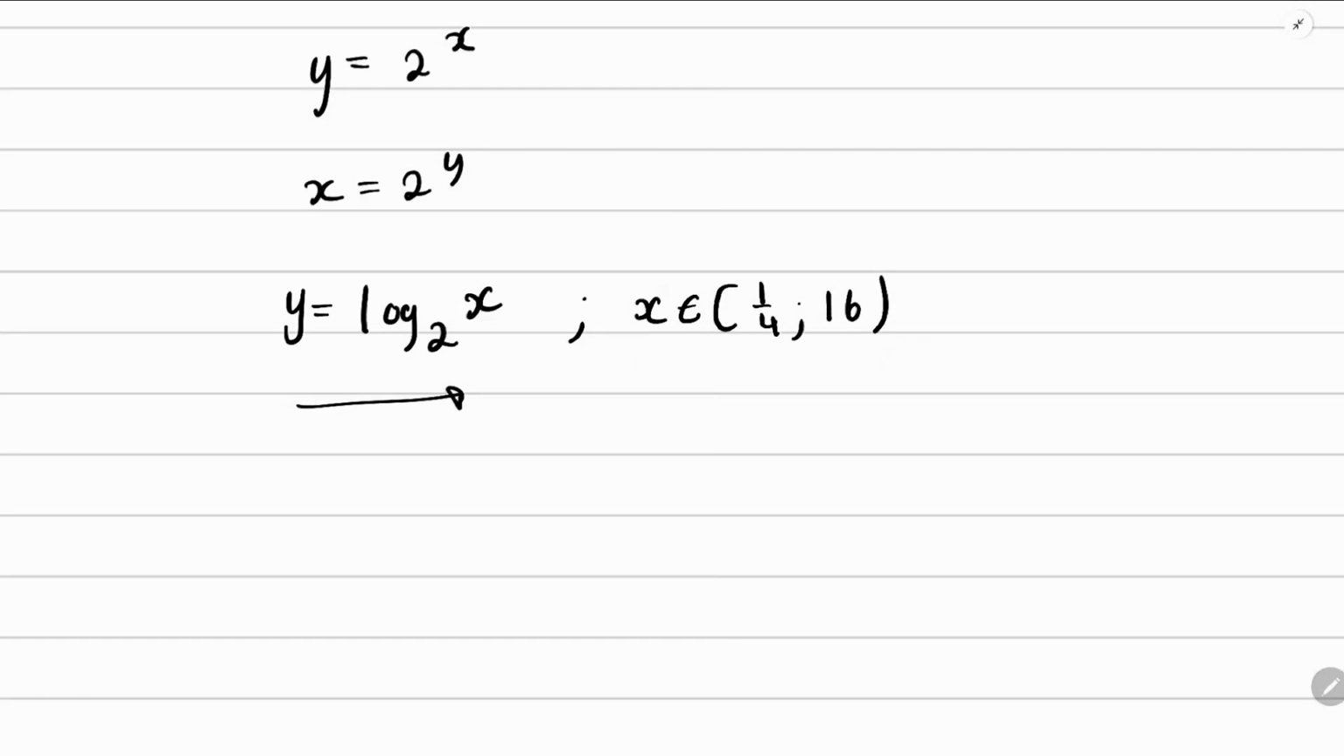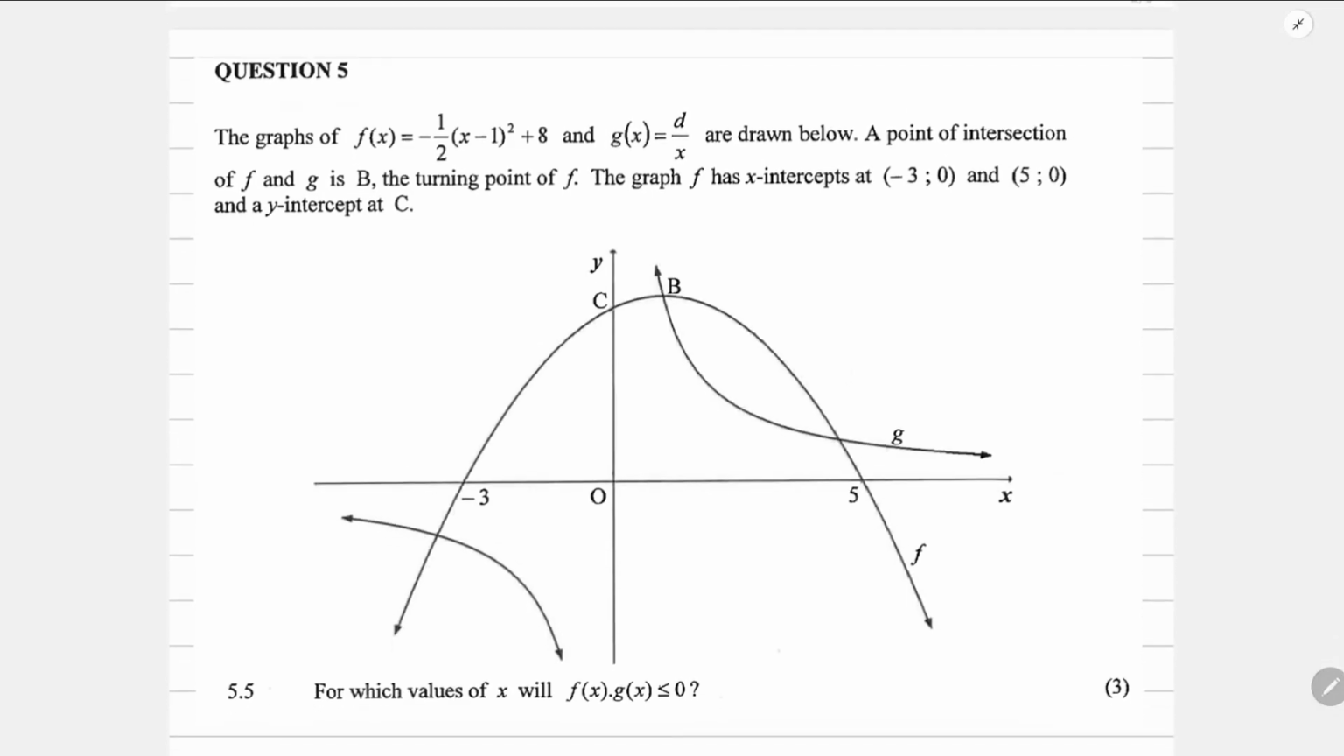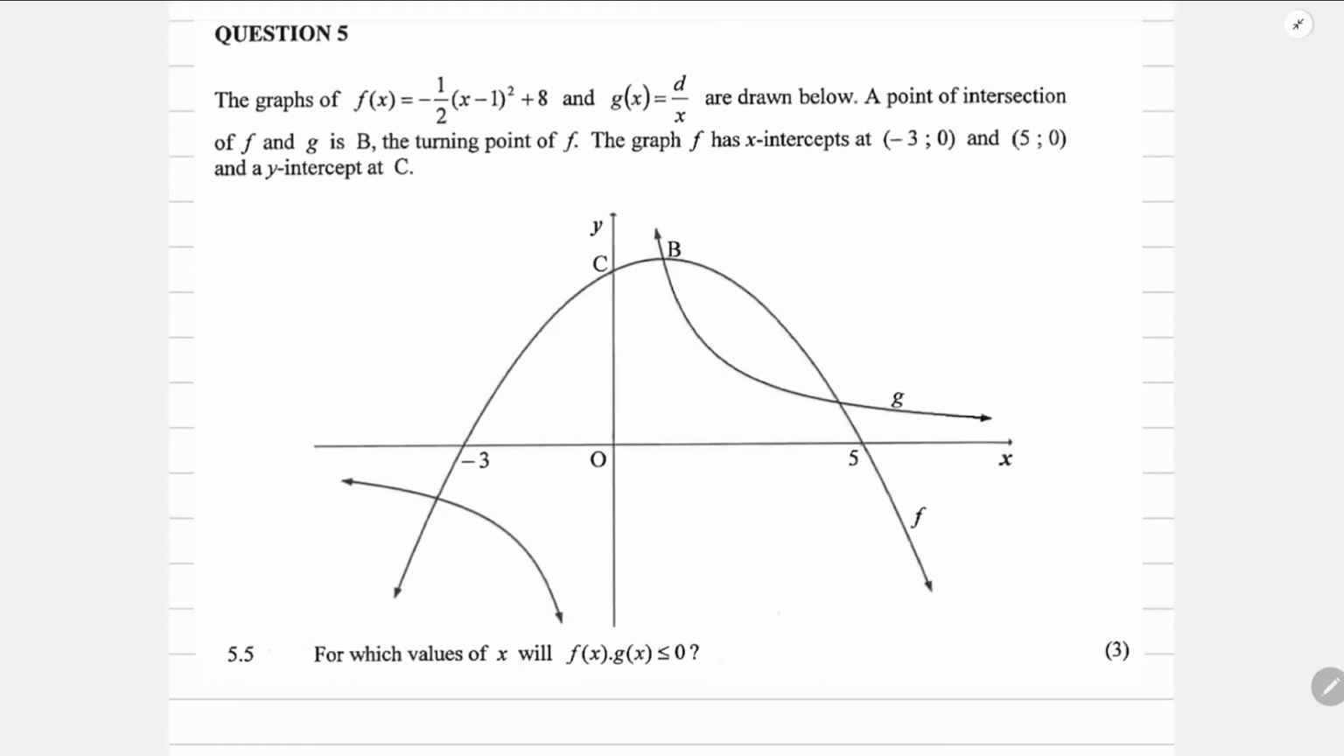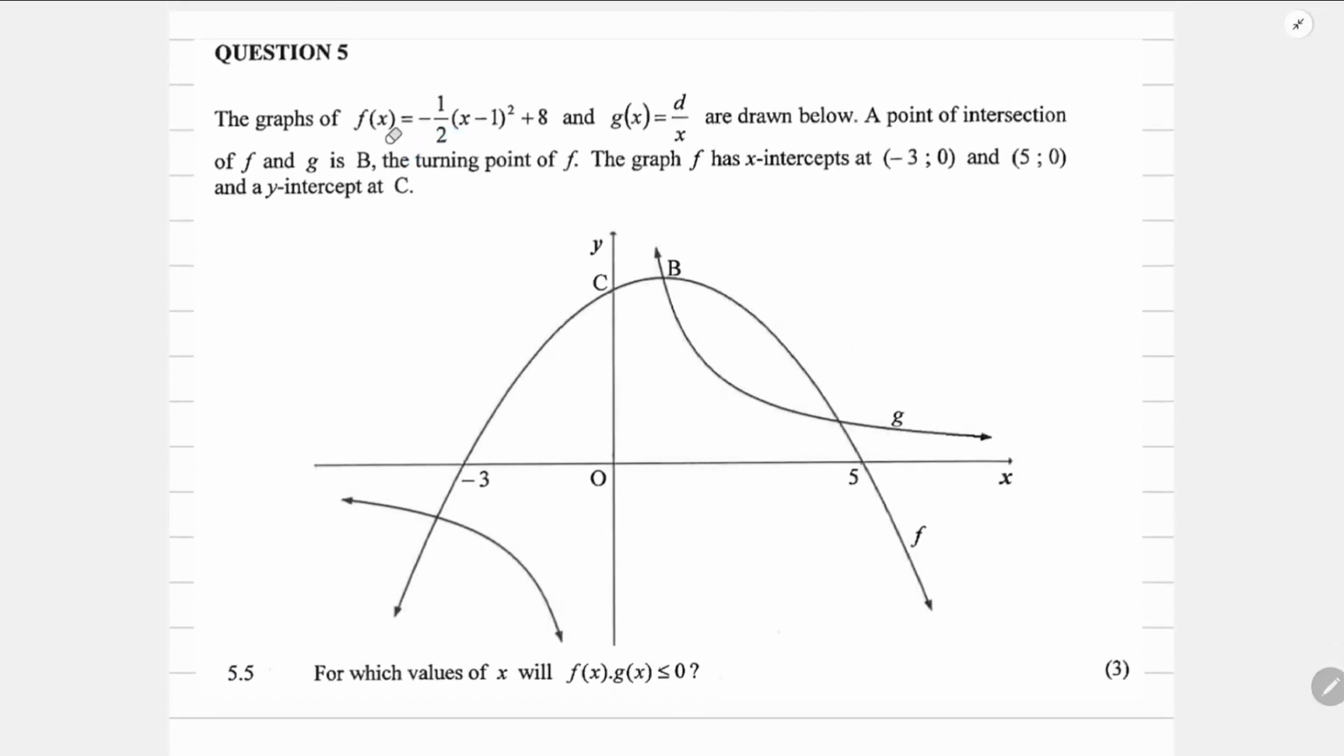And then we'll move on to the last question that I'm going to just look at, which is 5.5. Okay, so in question 5, we're only going to deal with 5.5. So just remember, they gave us the graph of f, which is a parabola, a concave down parabola, and they gave us the graph of g, which is a hyperbola. Okay, so we don't actually need any points on the hyperbola. We have enough here, so we can actually work with this.